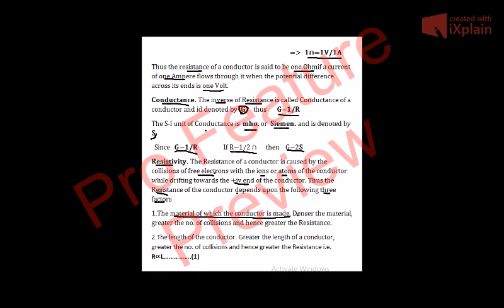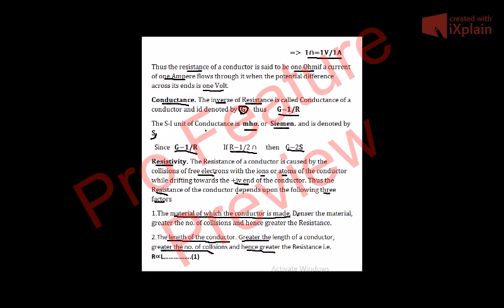Number two, now if we take two conductors of the same material, both are of copper wire, for example, but their lengths are different. What we expect is that the conductor with greater length will have a greater number of ions, a greater number of atoms. So the number of collisions will be greater.